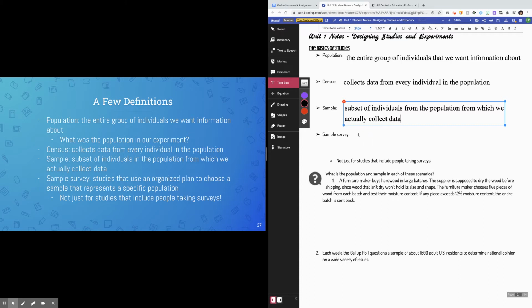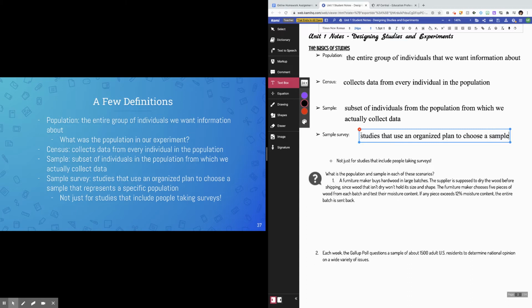So what you actually give people is called a sample survey, right? Or like in a study, you're giving them a survey, right? So a sample survey or sample surveys are studies that use an organized plan. I wish I could spell, that would be great.